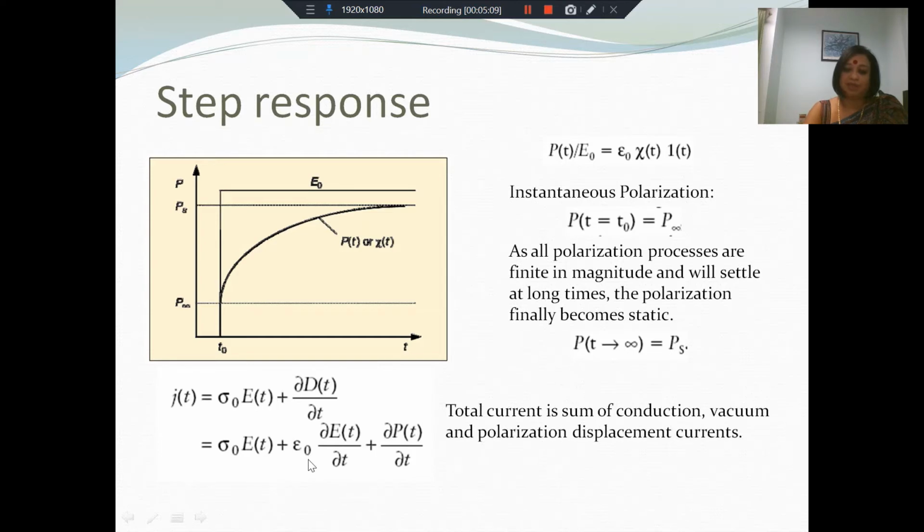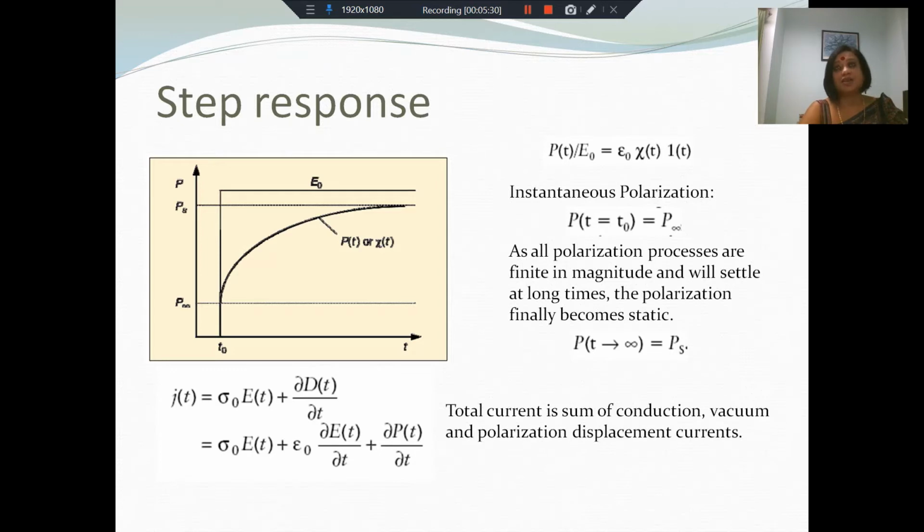This vacuum current would flow even if you had a vacuum material, and this is caused by the rate of change of the electric field. So if the electric field is changing, it's time varying, you will have a current which is given by epsilon naught del E del T.